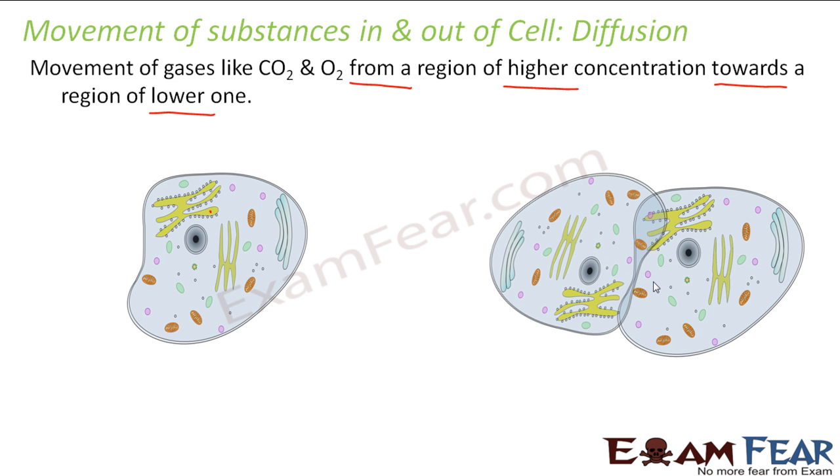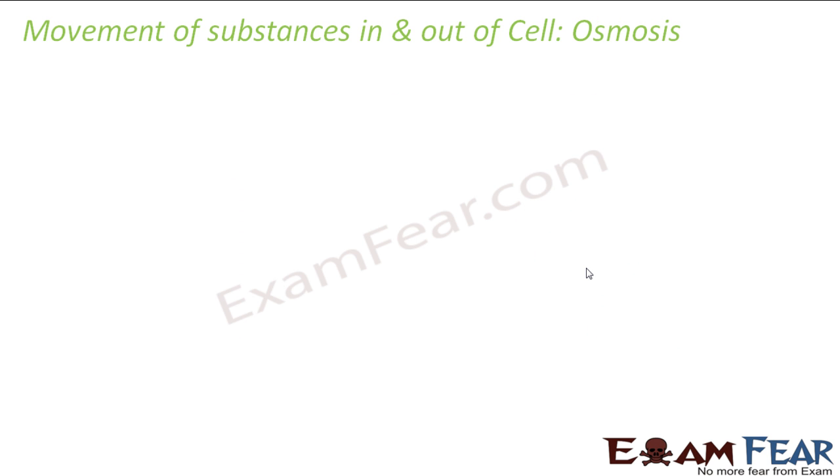Now if it happens the other way around, let us suppose that the concentration of carbon dioxide is more inside the cell as compared to the surroundings. In that case, carbon dioxide will start diffusing out. That means it will start moving out of the cell. Similarly, in this case, if the concentration of carbon dioxide is greater in this cell, the carbon dioxide will flow from this cell towards this cell, right? So this is the process of diffusion.